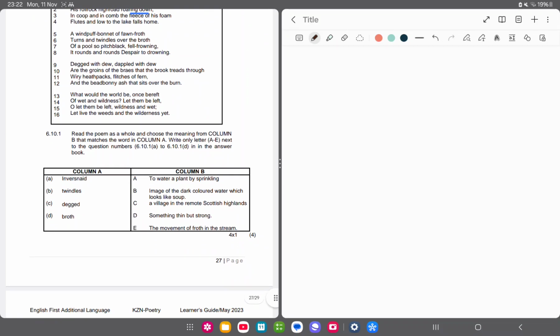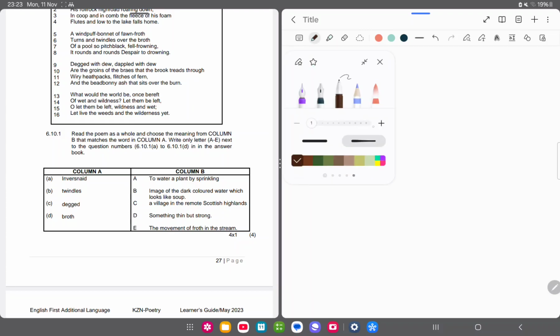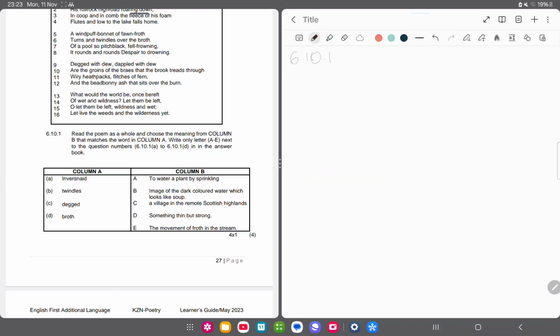Now, 6.10.1 says, read the poem as a whole and choose the meaning from column B that matches the word in column A. In column A, we are given the terms, and in B, we are given the descriptions. So let me write 6.10.1. Let me increase the intensity of this. And then we have 6.10.1 and we have A.